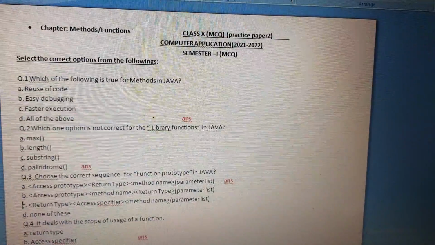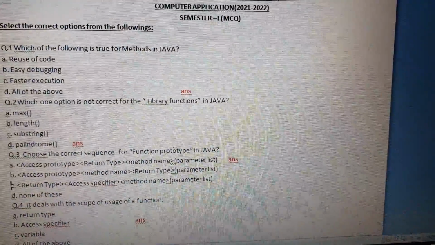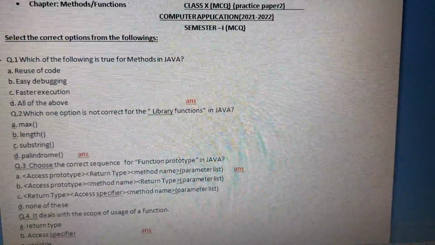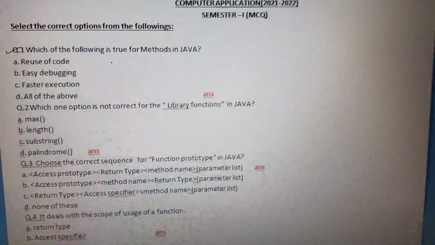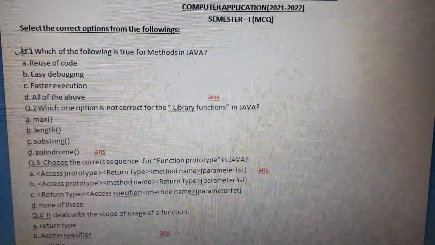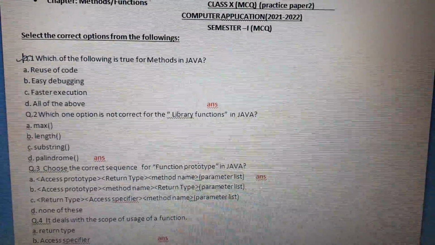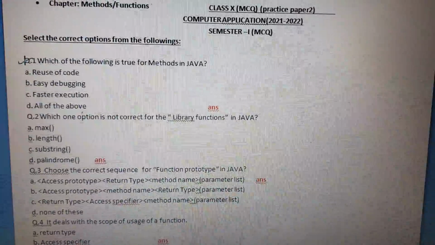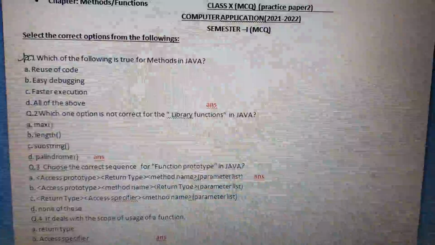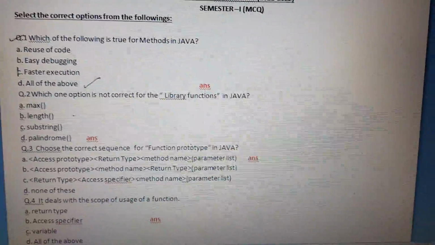See, the first question is, which of the following is true for methods in Java? The answers are reuse of code, easy debugging, faster execution. So these all are true for methods in Java. So the correct answer is D. Right?